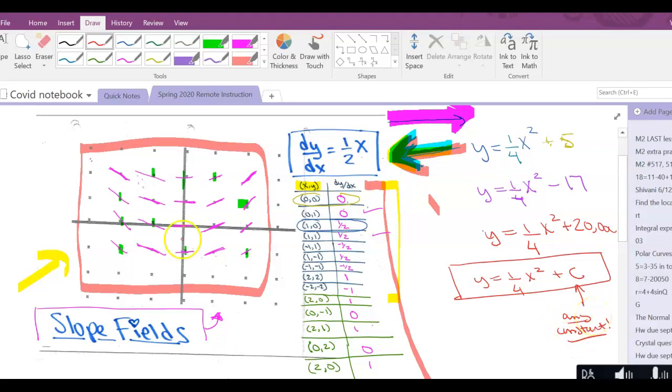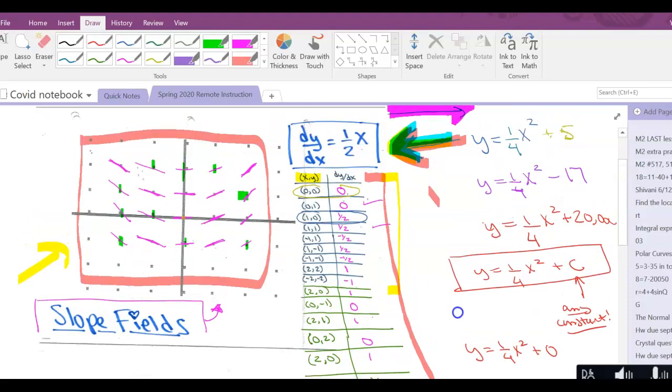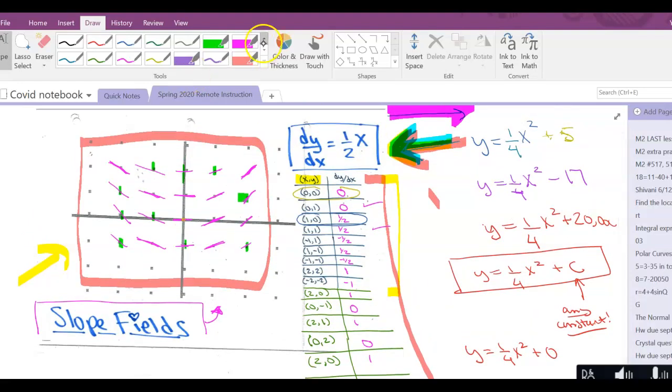Okay? Now let's come back and have a conversation about this slope field. Well, let's see. What if the c value was y equals 1/4 x squared plus 0? Watch this. If y equals 1/4 x squared plus 0, you want to know what that curve would look like? It looks like this. It's going to look something like this. There's my curve.